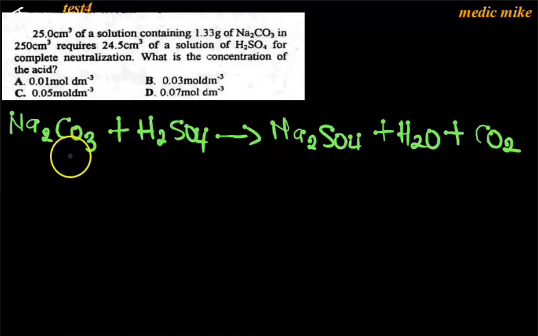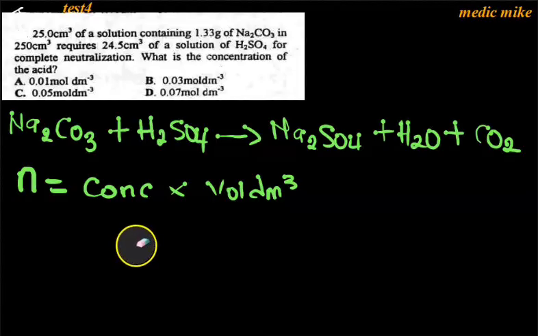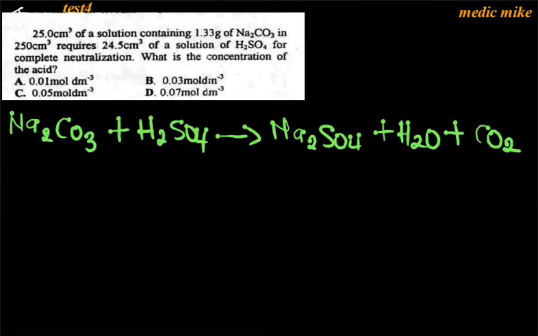So remember our formulas we did at the earlier times of this video, where I told you that mole equals concentration times volume in dm³. So this is the major focus for this question. This is the formula that we'll be using to solve this question. Since it involves two compounds, an acid and a base, and we are being asked for the concentration of the acid, it is very right to say the mole of the acid equals the mole of the base.